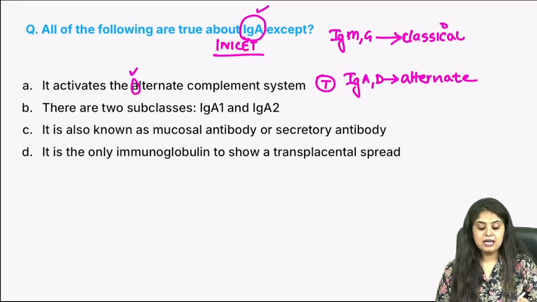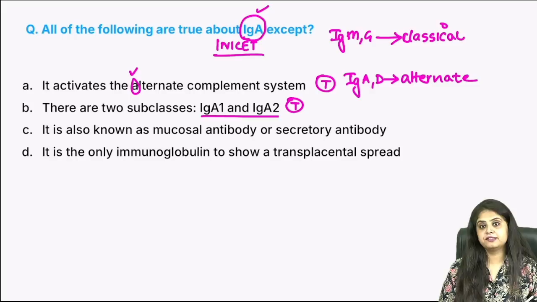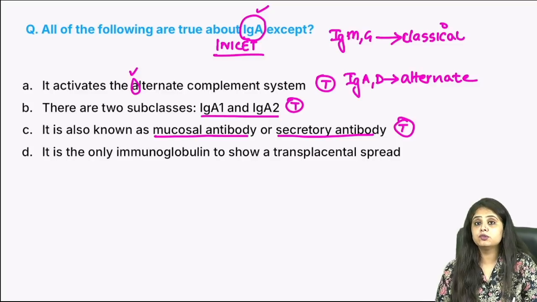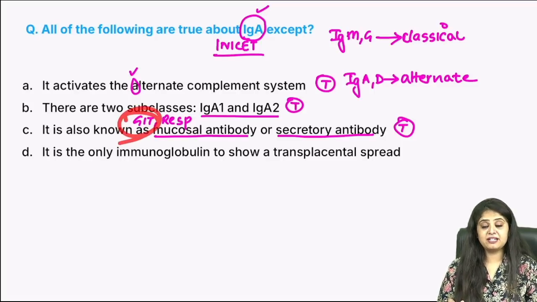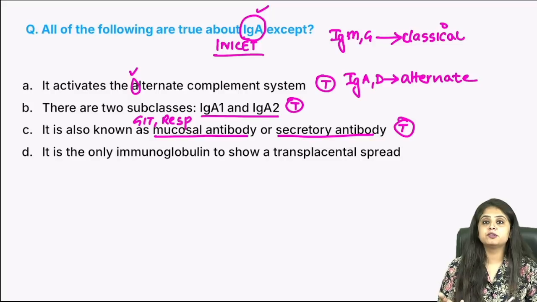So this is correct. How many types of IgA do we have? IgA1 and IgA2. Yes, there are two subclasses. That is again correct. It is also known as the mucosal antibody or secretory antibody. That is true because it is present in all the mucosae of the body, in your GI mucosa and your lung mucosa. Every time you inhale a lot of dust and bacteria, this IgA is protecting you. Every time you eat street food with a lot of bacteria, viruses, parasites, this antibody is protecting you. Secondly, it is present in breast milk. So body secretions also have IgA, hence secretory antibody.